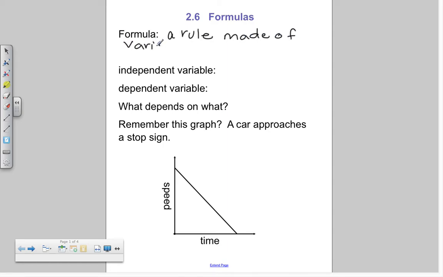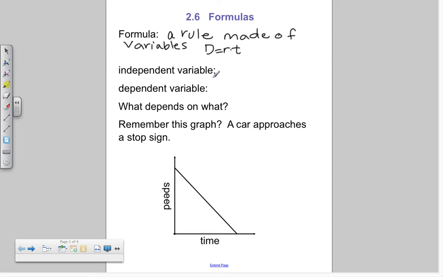And a lot of times you memorize formulas because it really helps you. Things like distance equals rate times time. That would be one that you used in jousting armadillos. It's made of variables. It's a rule. It's one that you don't have to memorize because you can figure it out. However, if you do memorize it, it makes life a lot easier on yourself.